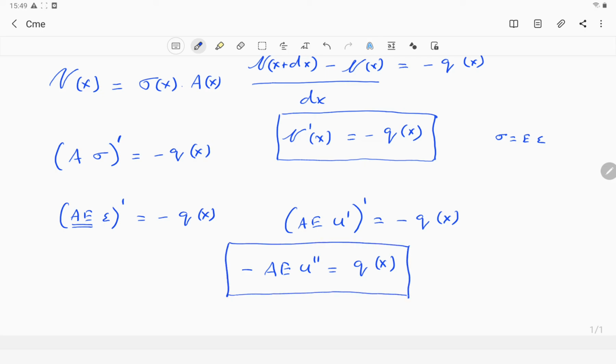Once again we have a second order differential equation, but it's in 1D, and u is a function of x. So this is true only when A and E are constant. This is the differential equation which you need to solve using finite difference method, and another one is using analytical method. You need to compare the results using both methods. Okay, thank you.